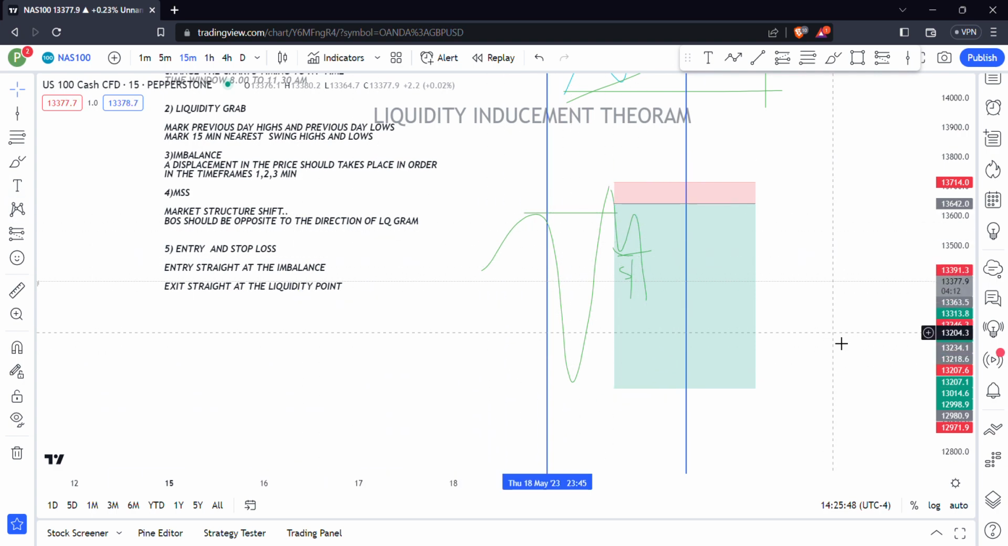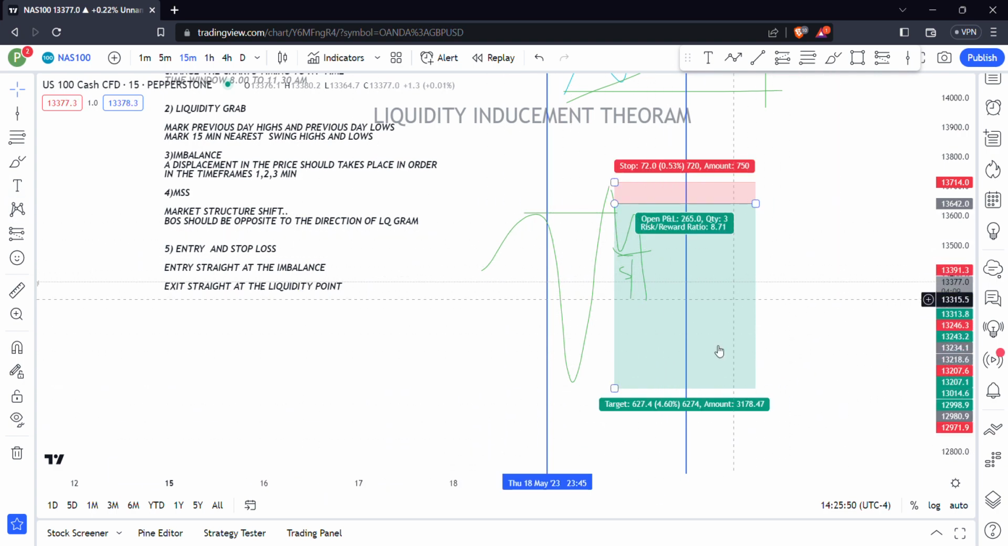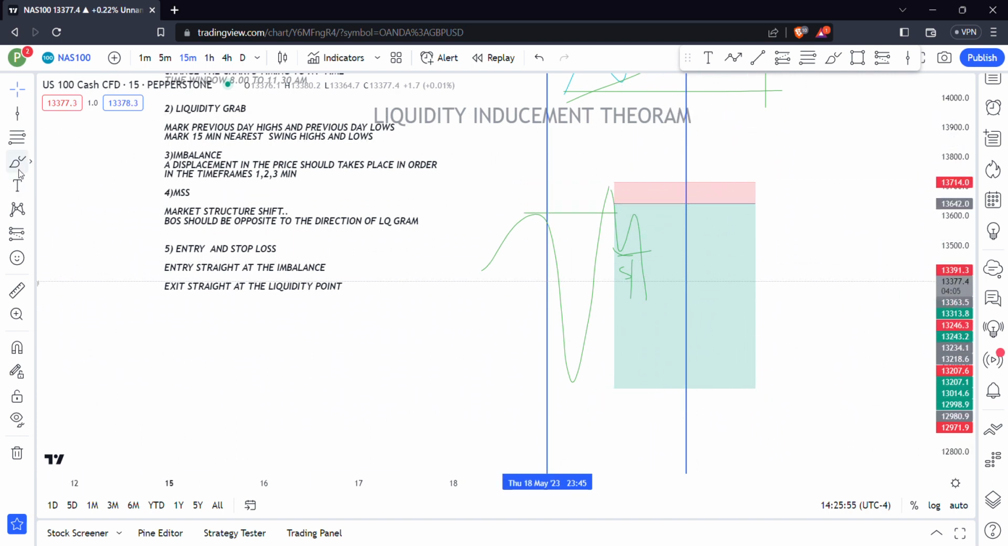If the market structure shift is not there, then the market is not ready to go in the direction of the liquidity. It is more probably a break of the structure, and the market will continue upwards. These are the things we should look at in the market before the session has started.